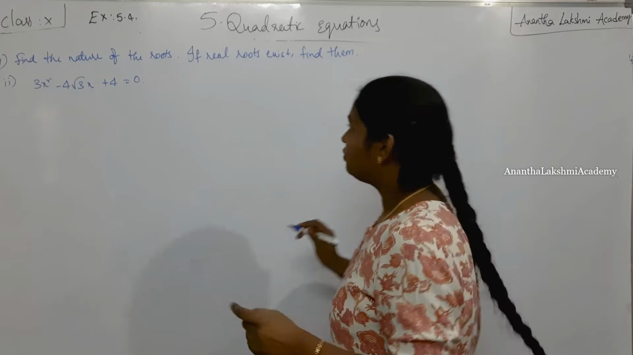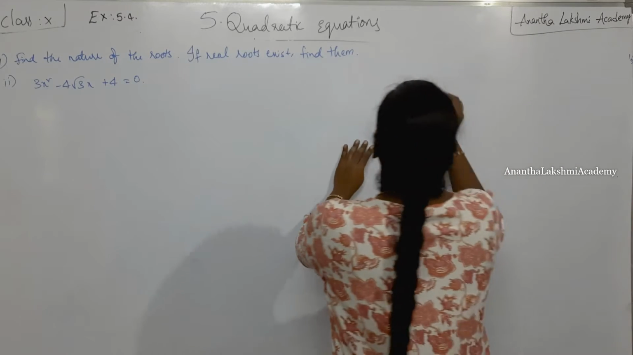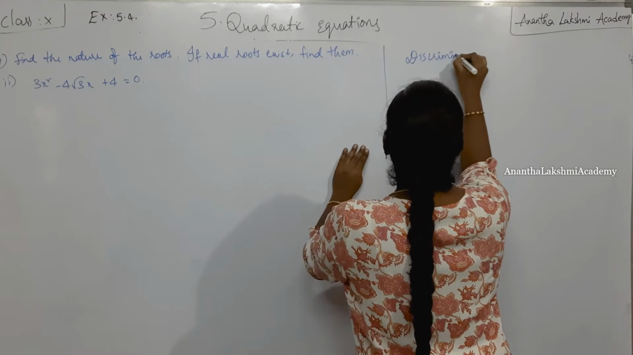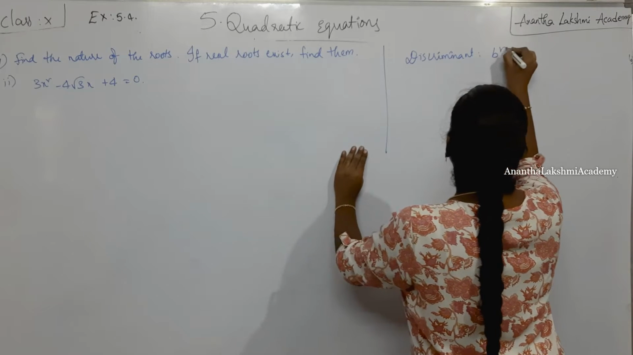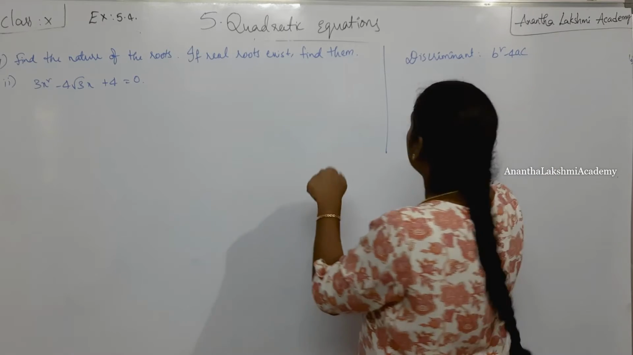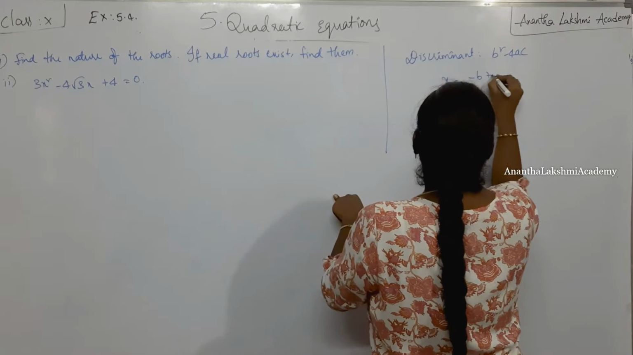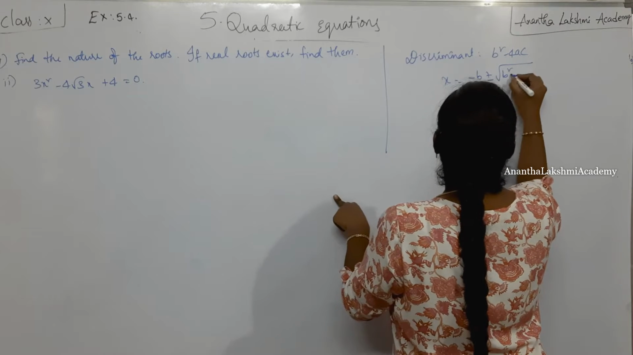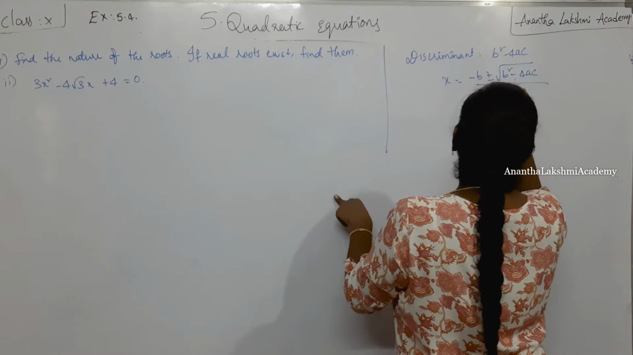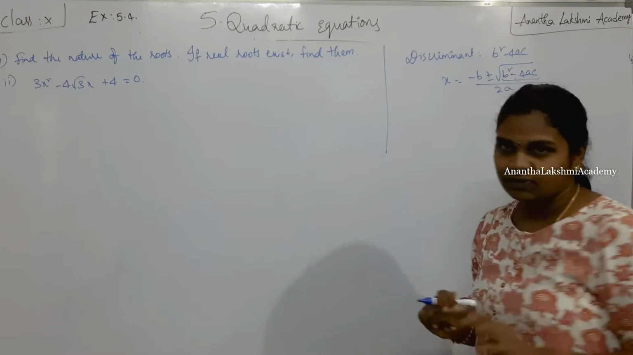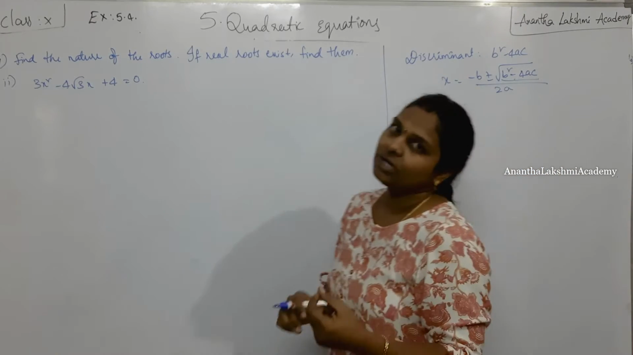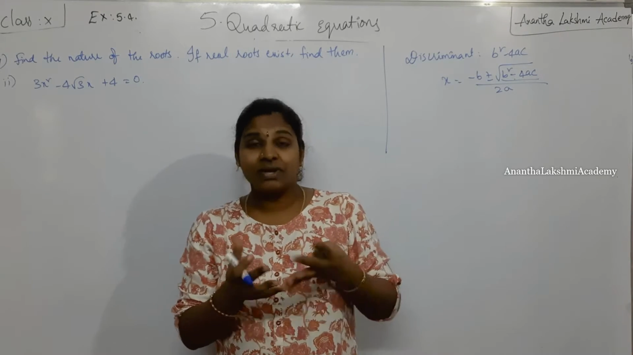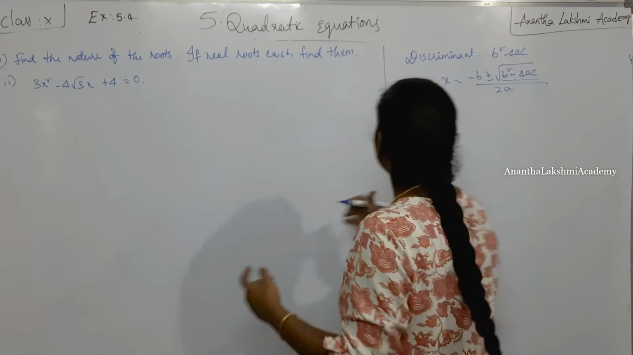nature of the roots. How did we figure out the nature of the roots? Based on the discriminant. What is this discriminant? Discriminant is nothing but the value of b square minus 4ac. From where? From the roots, wherein we have a formula of x is equal to minus b plus or minus root of b square minus 4ac by 2a. This value, b square minus 4ac, is called the discriminant because depending upon that value we were figuring out the nature of the roots.